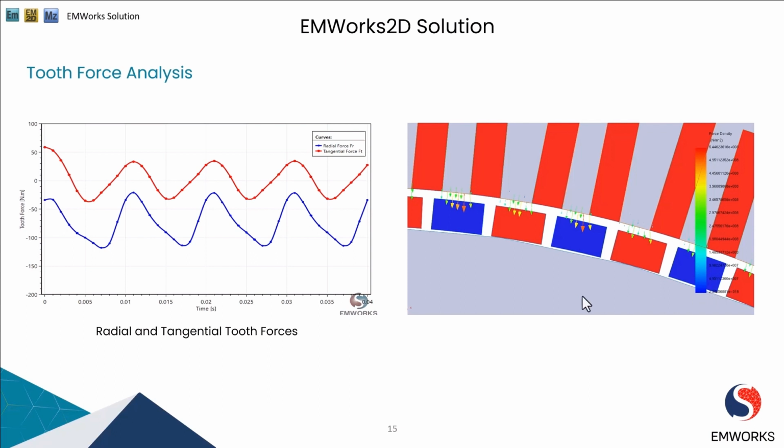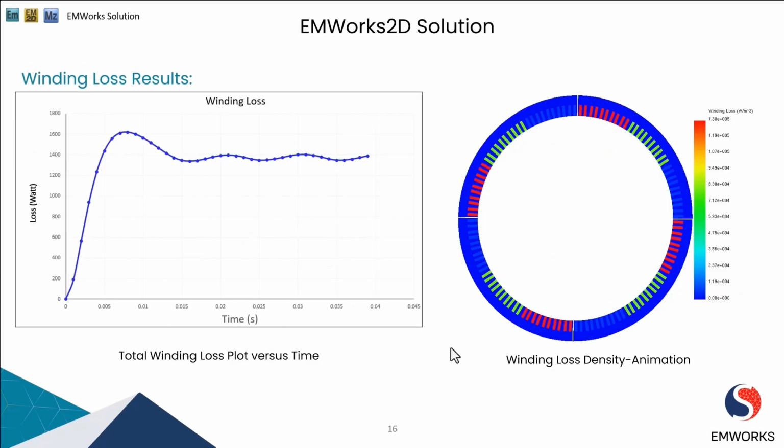As we can see here, the radial forces peak is around 120 Newton meter for the design that we are considering today, and on the right hand side we have the pictorial representation of the tooth forces acting on the stator tooth. Next, we can also look at the winding loss analysis, which is another crucial component.